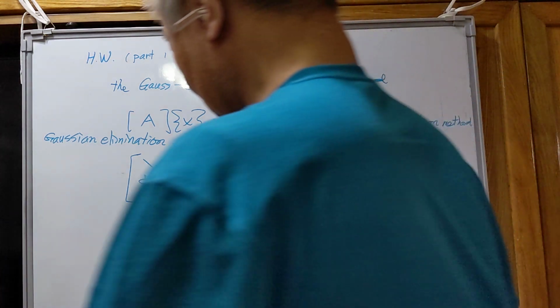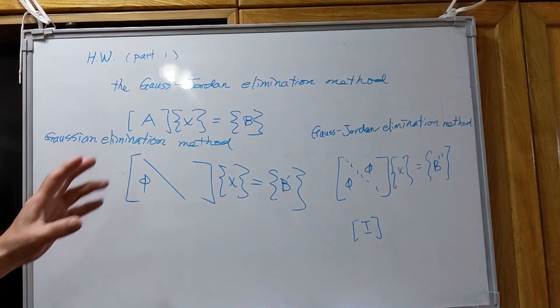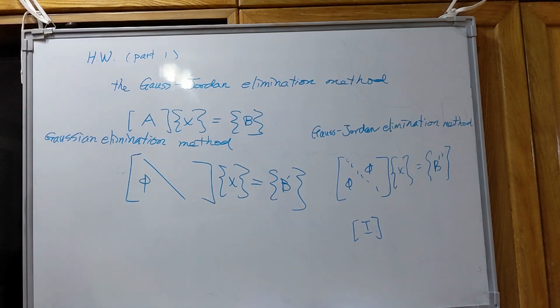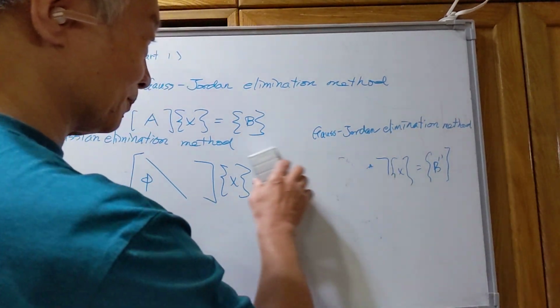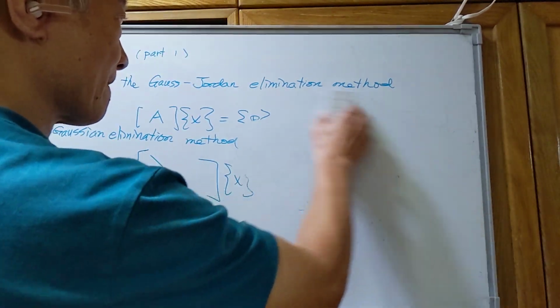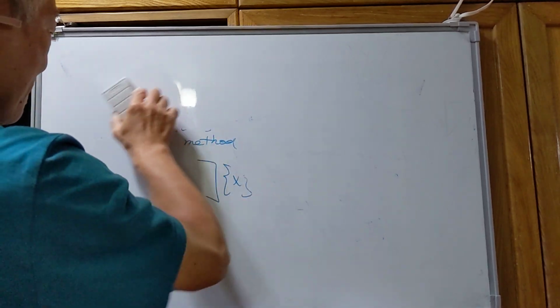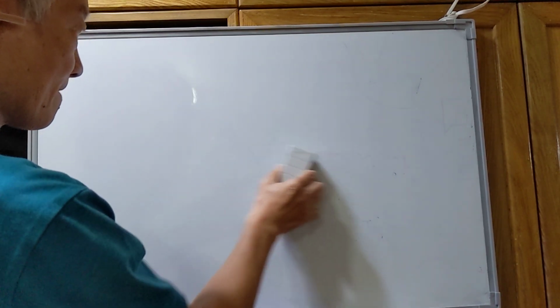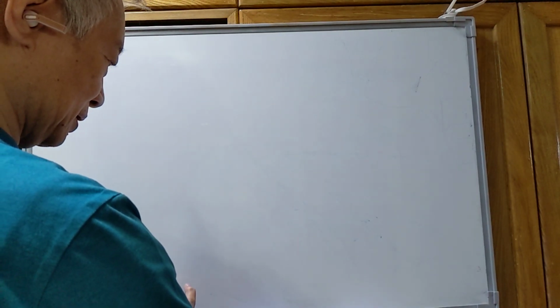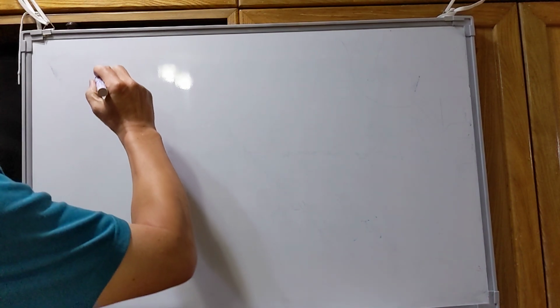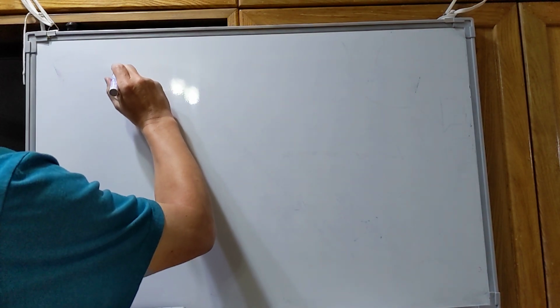Okay, so let's continue the case. We can use the Gauss-Jordan elimination to change the coefficient matrix to be the unit matrix. Then we can go back to check the constraint equations.